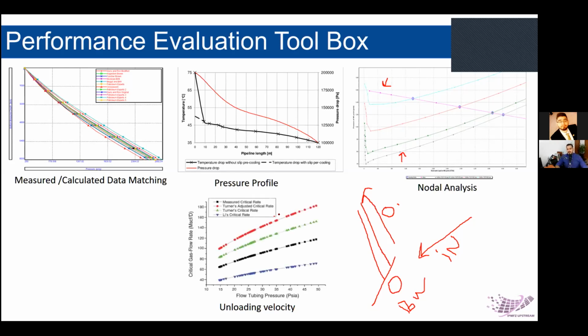And we have the unloading chart, which is specifically for gas wells, wet or condensate. This chart actually shows you how well you are loading your well, and if you are operating below or above the critical velocity of the gas wells.